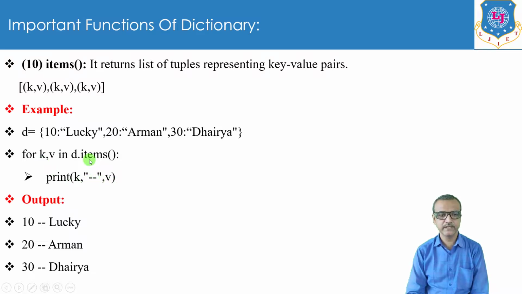If we apply the D.items function, then in k and v we will be having key value pairs, and after this print statement we will be having output as 10, then dash dash, then Lucky. Then for the next iteration we will be having 20 dash dash Arman, and finally for the next iteration we have 30 dash dash Daria. Now I will show you the output of this program in PyCharm.